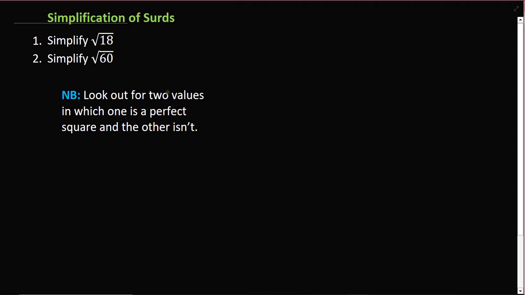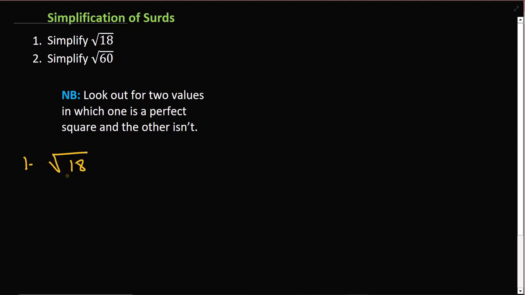When simplifying surds, take this note: look out for two values in which one is a perfect square and the other isn't. It's essential that when you want to break down surds or simplify them, one has to be a perfect square. So let's start from the first one we have here. Let's simplify root 18.